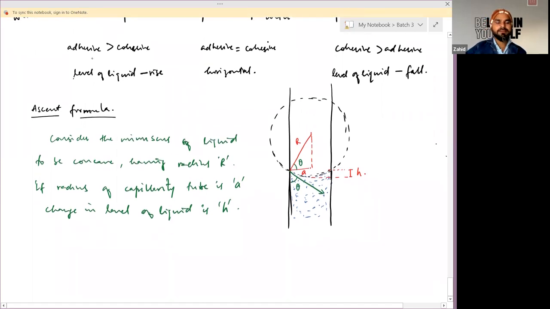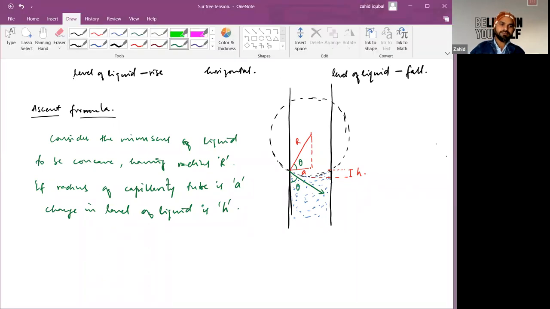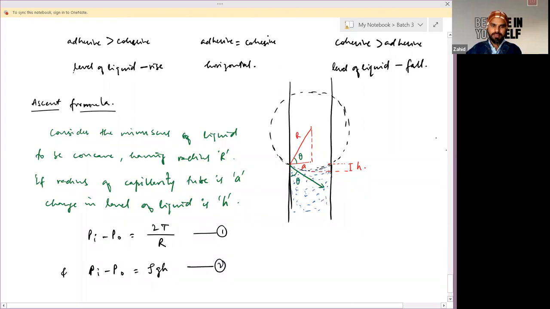So first, due to surface tension, we can write Pi minus P naught equals 2T by radius, that is R. Let's say this is equation first. And second part, there is change in level of liquid. So this must be due to gauge pressure. So you can write Pi minus P naught equals rho GH. Let's say this is equation 2.